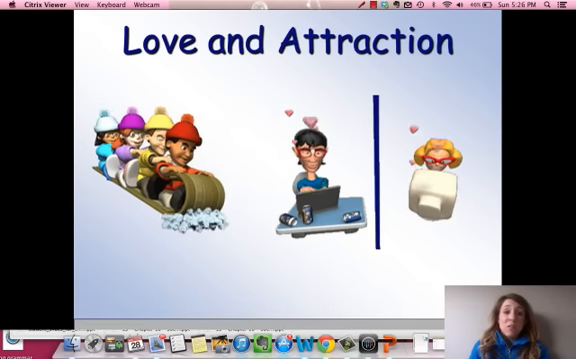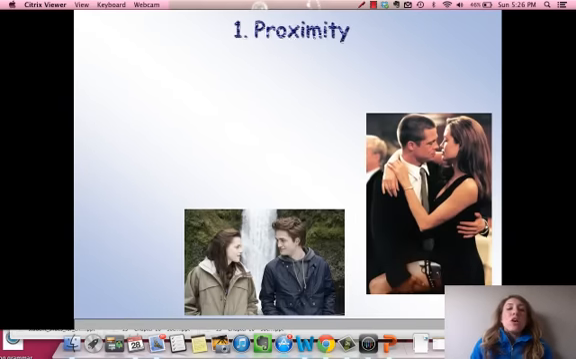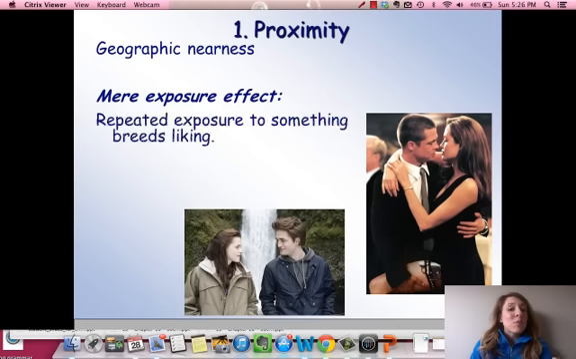All right, what are the factors of love and attraction? Last thing. So the first thing is proximity. When you're near someone, you like them, right? And this is the mere exposure effect. Repeated exposure breeds liking. The more you see something, the more you like it, okay?